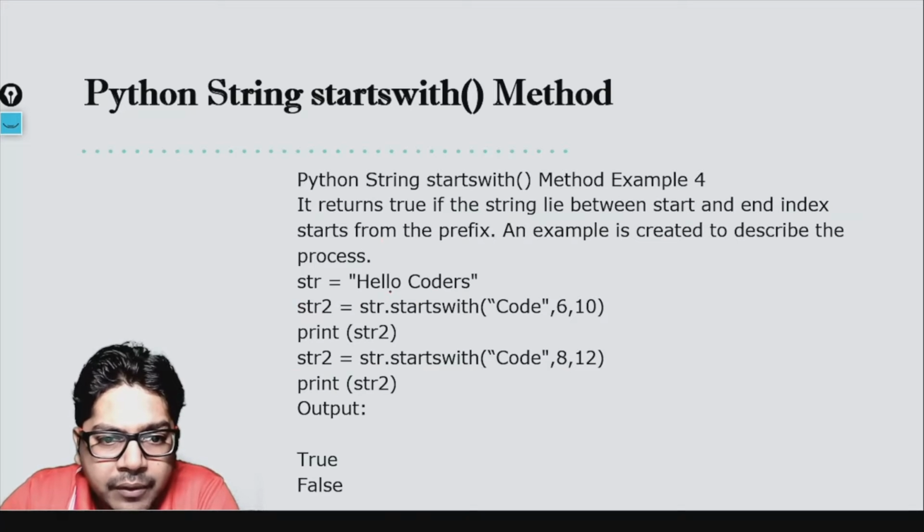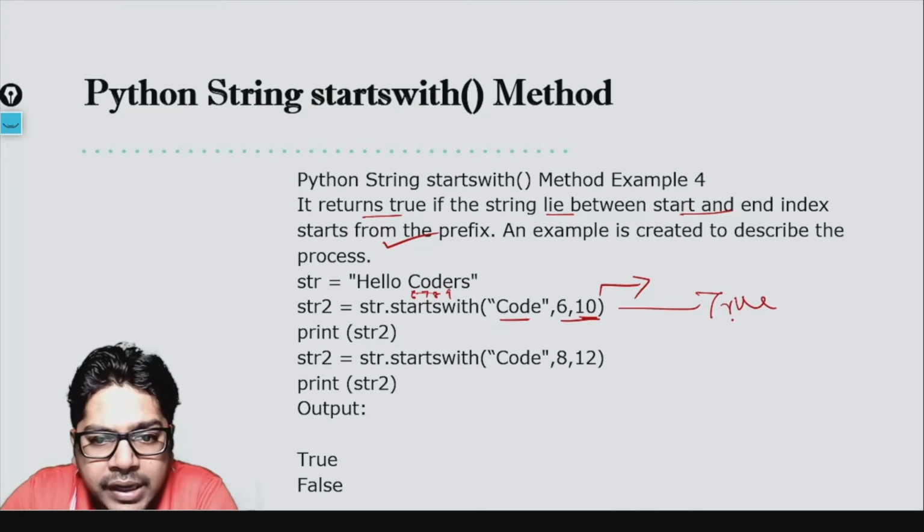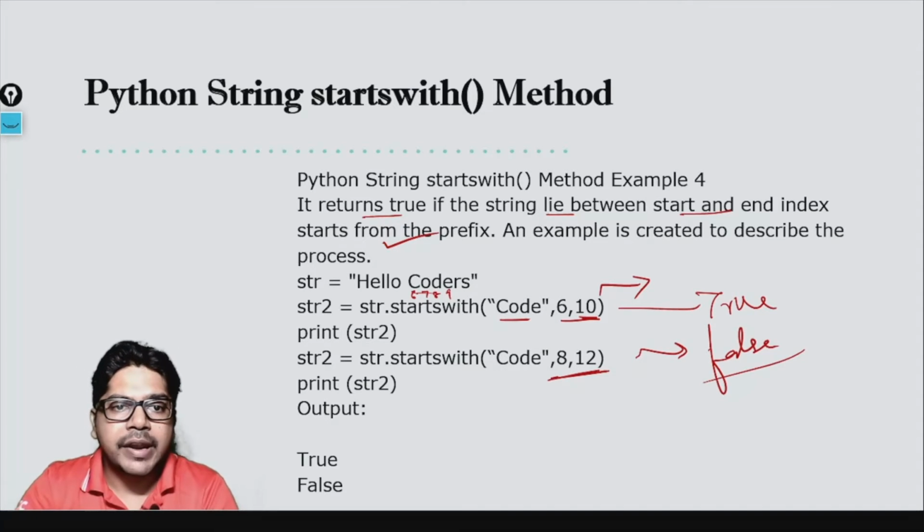Then what we have: it returns true if the string between the start and the end index starts with the prefix. An example here, you see "code", 6 to 10. So code from 6 to 10 we already saw. 6 is C, right? So 6, 7, 8, 9. Between 6 to 10, of course 10 won't be included because the upper limit is never included. There is a code there, so it is going to return true. And for the other one, if I write 8, 12, I'm going to get false here because it does not find it there, right?